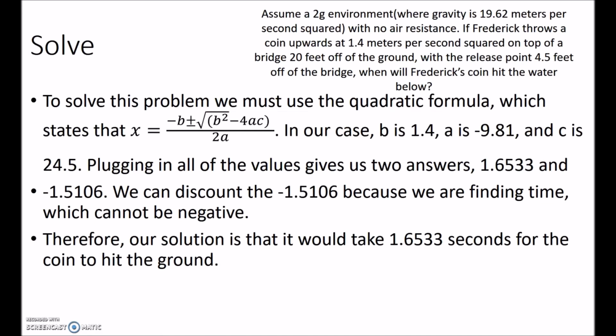To solve this problem, we must use the quadratic formula, which states that x equals negative b plus or minus the square root of b squared minus 4ac, all over 2a. In our case, b is 1.4, a is negative 9.81, and c is 24.5. Plugging in all of the values gives us two answers, 1.6533 and negative 1.5106. We can discount the negative 1.5106 because we are finding time, which cannot be negative. Therefore, our solution is that it would take 1.6533 seconds for the coin to hit the ground.